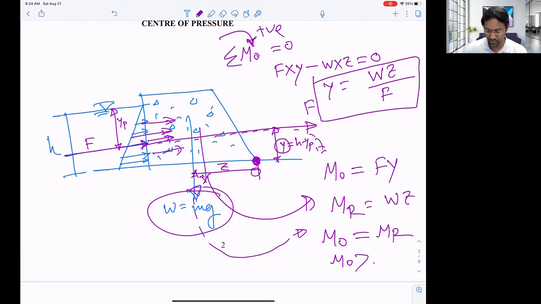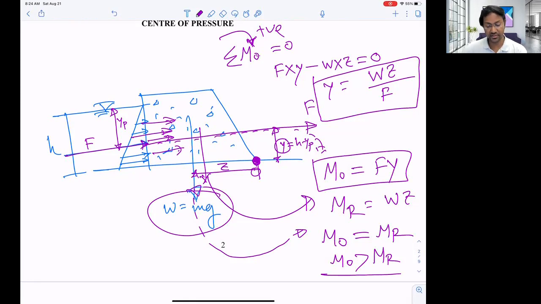If somehow the overturning moment is greater than Mr, if the depth of water increases, then definitely this value of y will increase. If the value of y increases, then definitely this value will increase, right? And it will be greater than the resisting moment, then the dam will be washed out. It will fail by overturning, because of this overturning moment. So that's why we can check if the dam is stable or not.